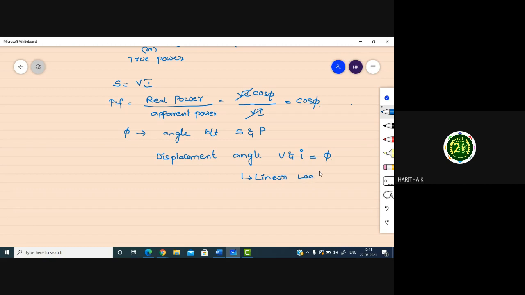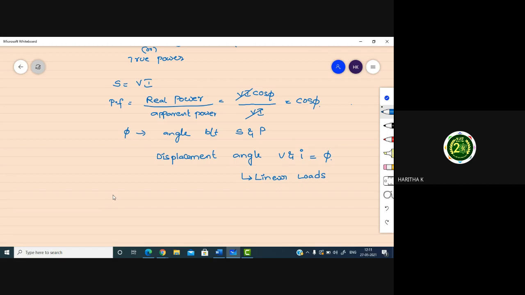Remember this point, in case of non-linear loads, the displacement angle will not be equal to the angle between the apparent power and real power. This is not equal to phi. The displacement angle between voltage and current is not equal to phi in case of non-linear loads. But here, we are discussing linear loads. For linear loads, this angle is equal to phi.